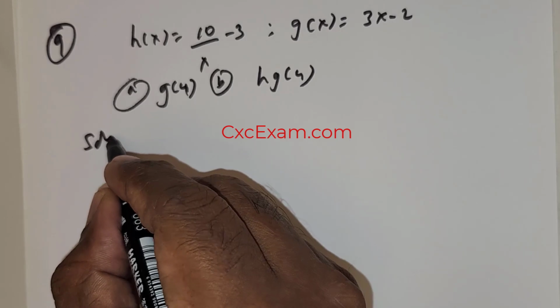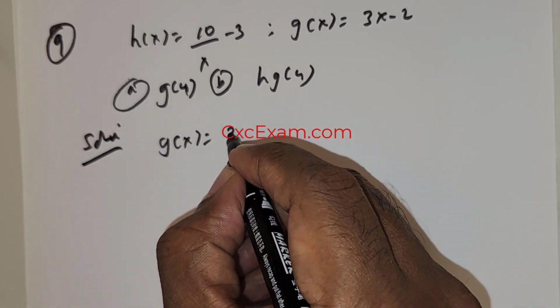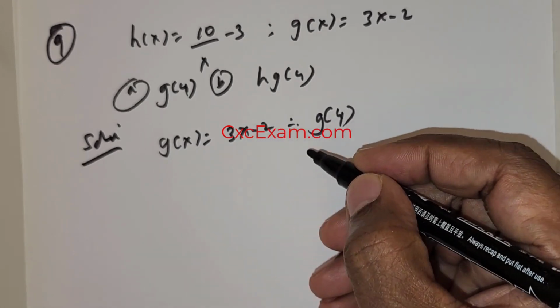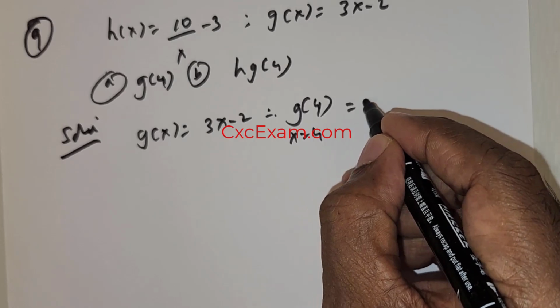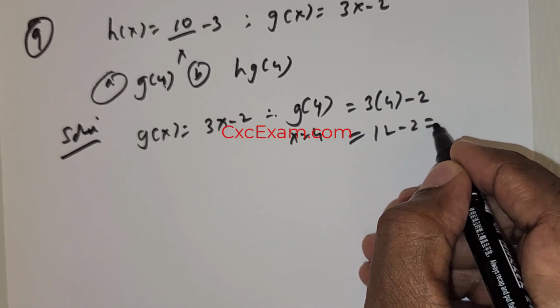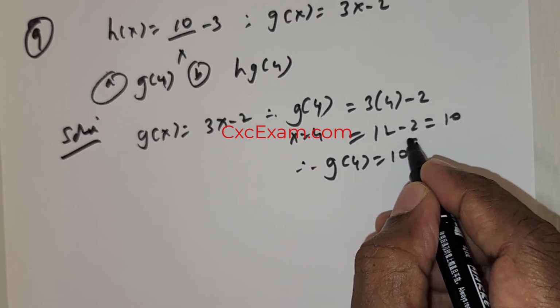So solution, g of x is 3x negative 2, so therefore g of 4, when x is equal to 4, is 3 of 4 negative 2. 3 times 4 is 12, negative 2 is equal to 10, so therefore g of 4 is 10.